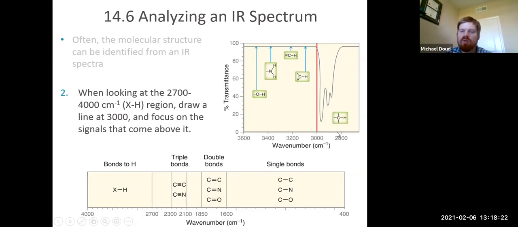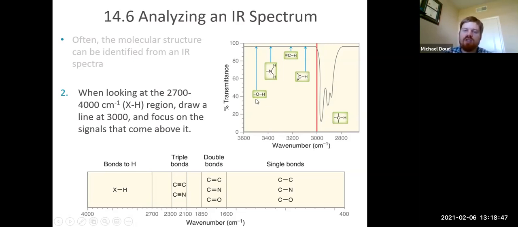Now, from 2800 to 3000, that's where we see sp3 carbon hydrogen bonds. At 3100, we see sp2 carbon hydrogen bonds. At 3300, that's where we see sp carbon hydrogen bonds. Then amine peaks show up at like 3300 or 3400. They tend to be a little weaker and just a little bit broad.